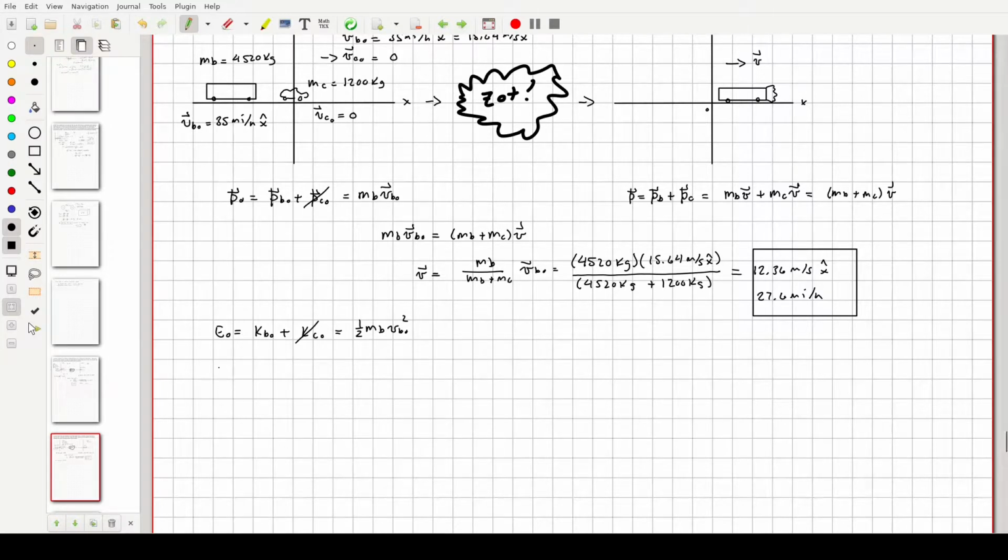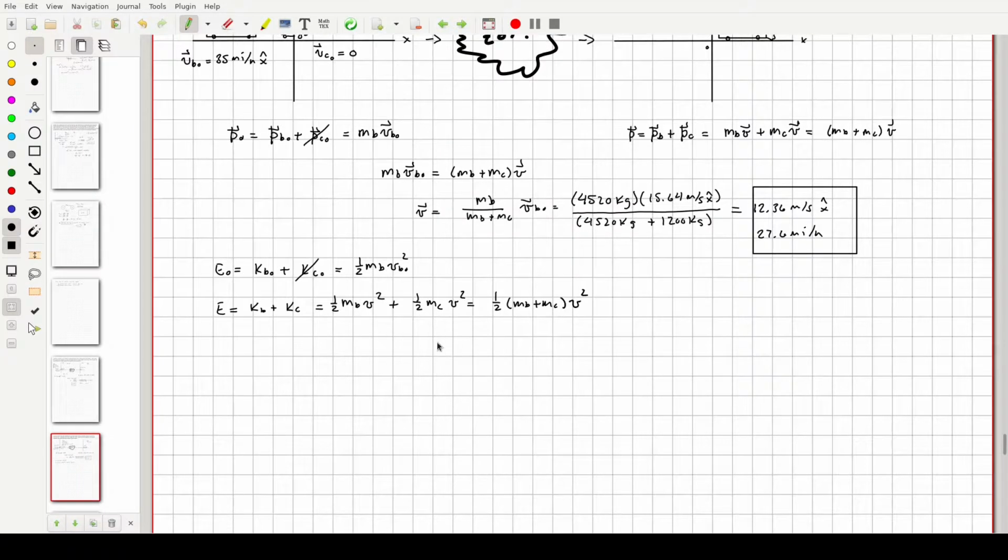Now, after the collision, you have the kinetic energy of the bus and the kinetic energy of the car. They're both moving. That would be 1/2 the mass of the bus times v squared, since they both have the same velocity, plus 1/2 the mass of the car times v squared, which again we can write as 1/2 times the mass of the bus plus the mass of the car, times v squared.